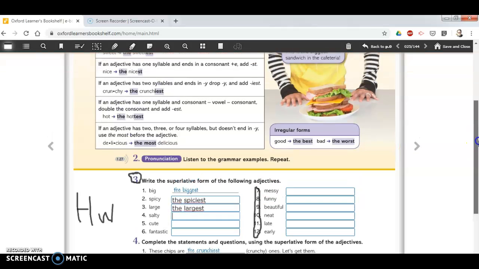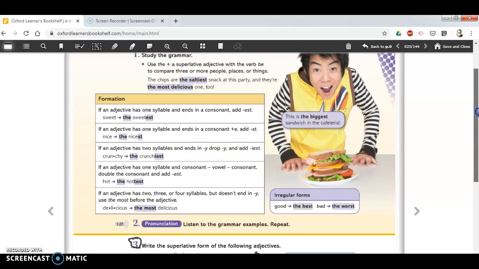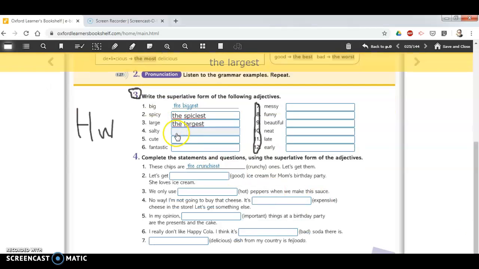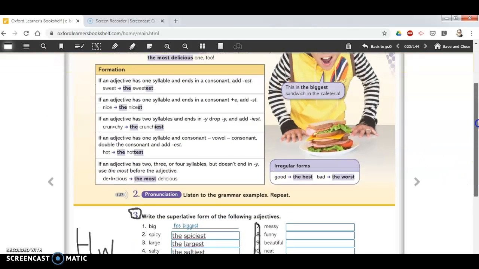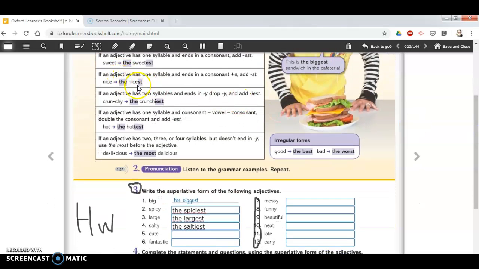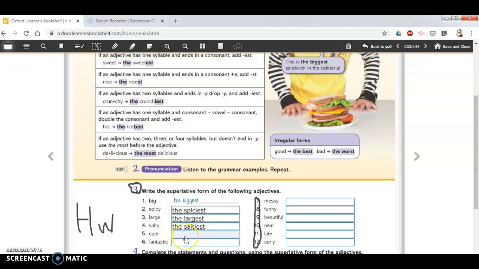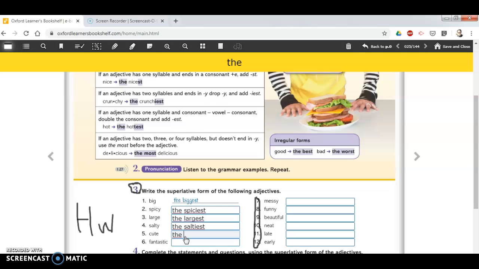Salty. Salty, I think we have it in the example. Yeah, we have it here, so we only copy that. Saltiest, el más salado. Cute, lindo, chulo, bonito. Cute, the same rule for nice. We have a letter E at the end, so we only complete with the cutest.